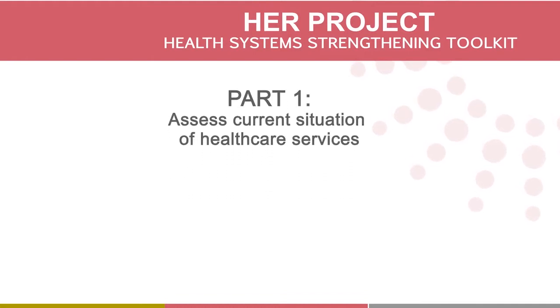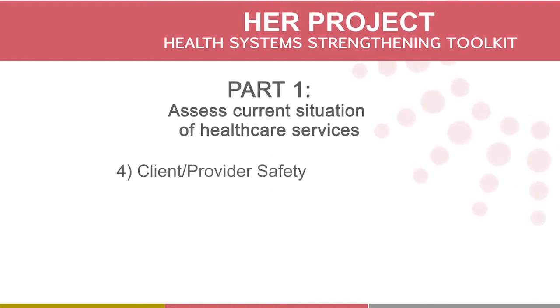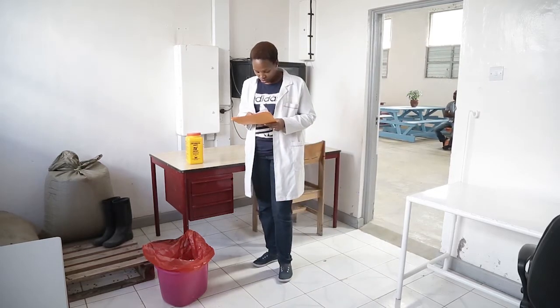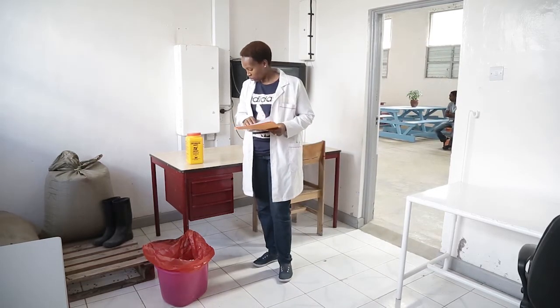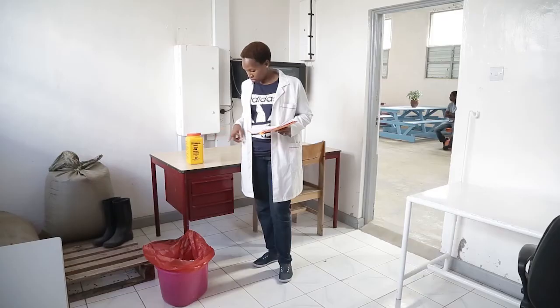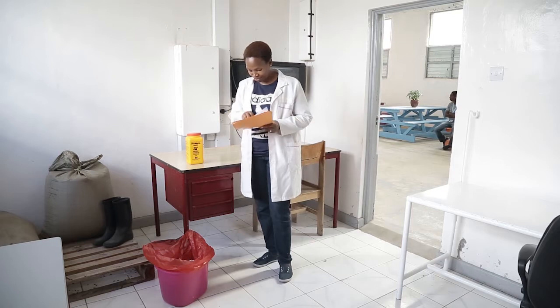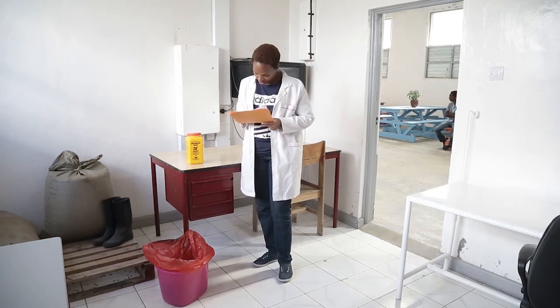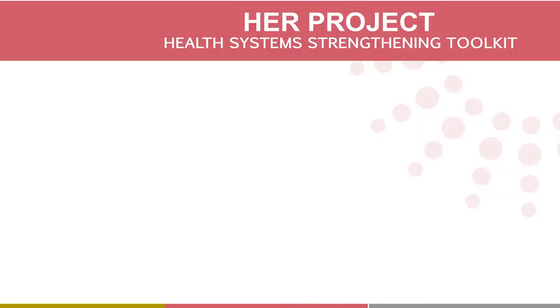In terms of client-provider safety, we are looking at whether the facility does not expose clients and providers to health hazards. In our case, we see that there is a dedicated disposal for hazardous material separate from general waste. However, I noticed that although both receptacles are present, the hazardous material was not disposed of properly. So I'll score this indicator as yellow.